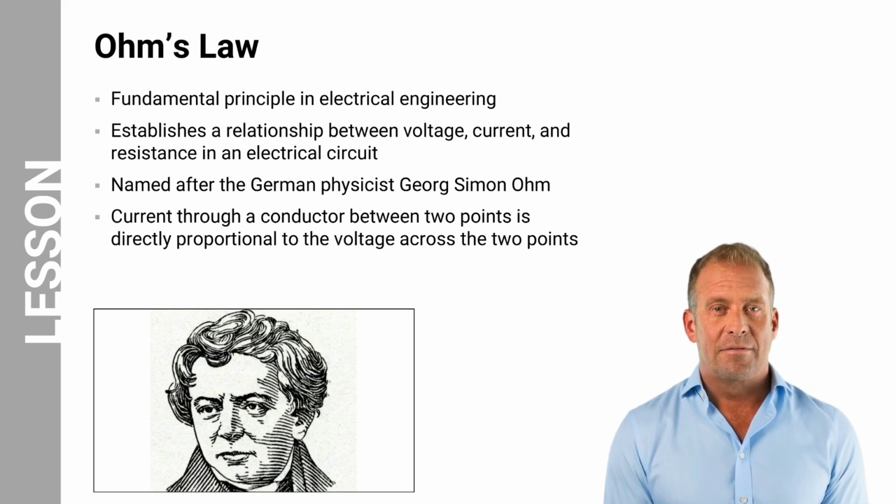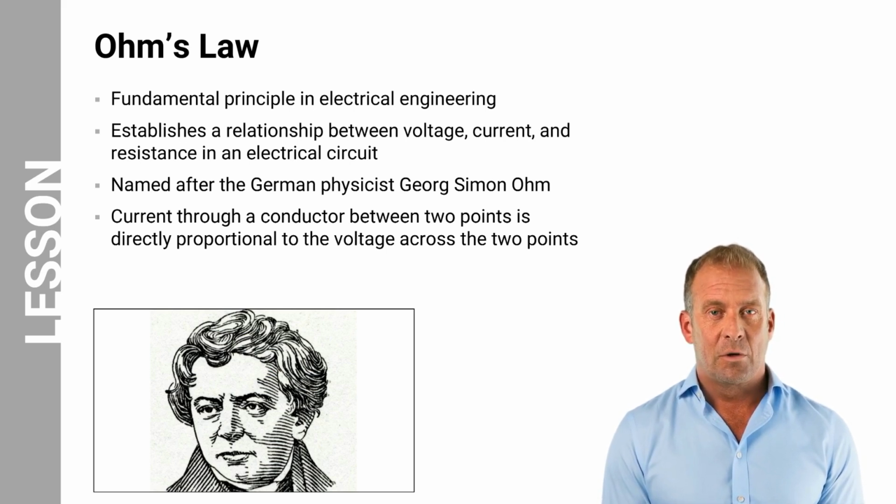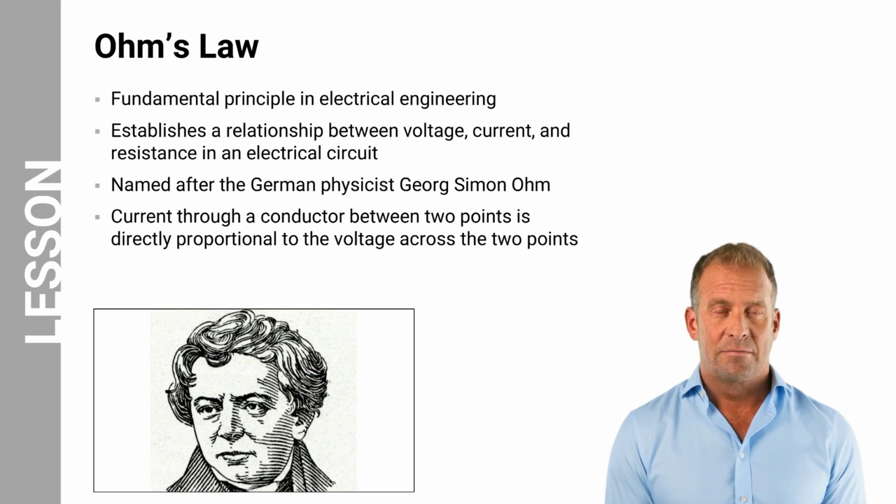The law states that the current flowing through a conductor, such as a wire, between 2 points is directly proportional to the voltage applied across those points. In simpler terms, if the voltage increases, the current flowing through the conductor will also increase, and vice versa.